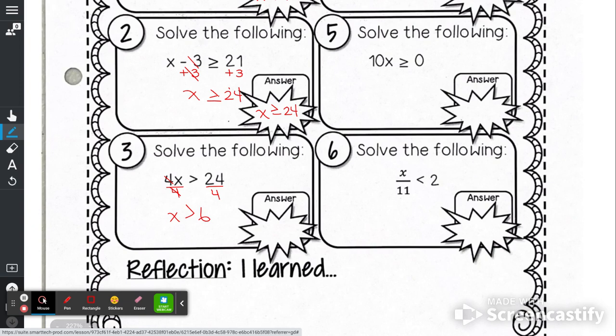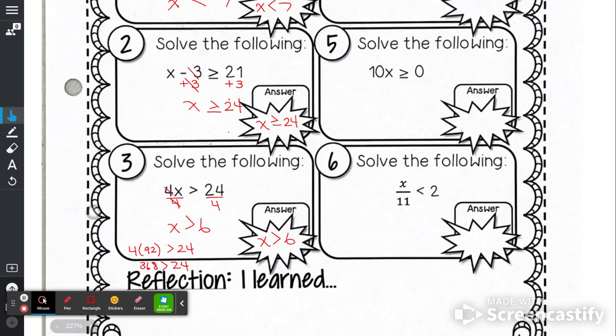Okay, so any number greater than 6, give me a number greater than 6. Any number? 92. I don't want to multiply 92 by 4 right now. 4 times 92 is greater than 24. 4 times 2 is 8. 4 times 9 is 36. Is 368 indeed greater than 24? Yes. Really close. So my answer is x is greater than 6. Good. It's a good thing your teacher can multiply in her head real fast. That was also exactly correct.